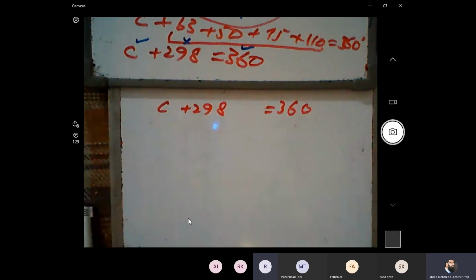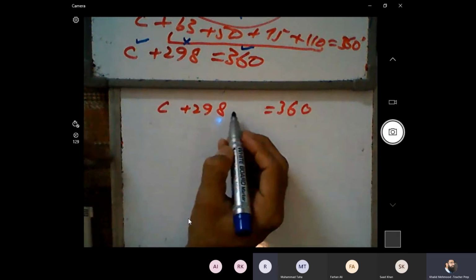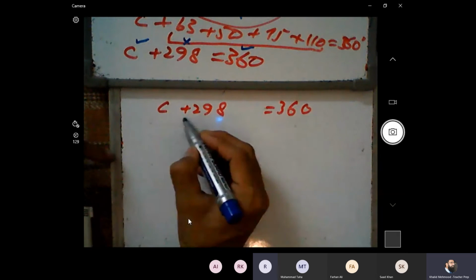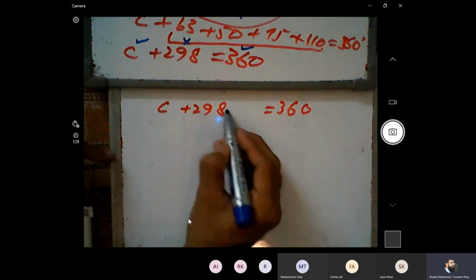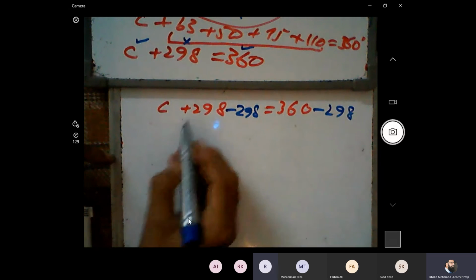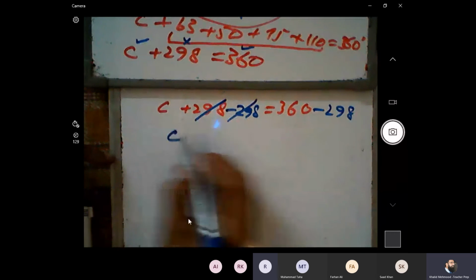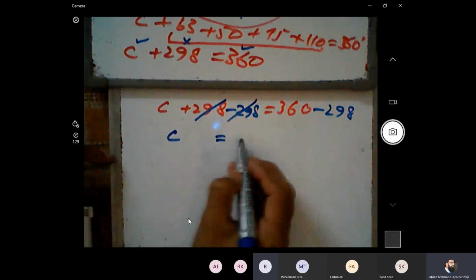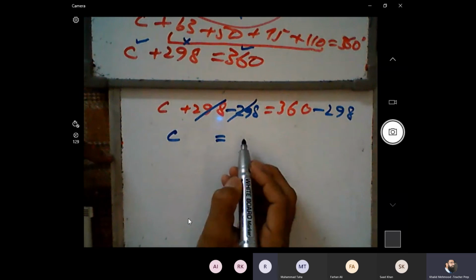And those who have done it earlier, they are very great. I'm very grateful to them. And to make it clear, we'll do minus 298 and minus 298. So this cancels, so it gives us C is equal to how much? 62?